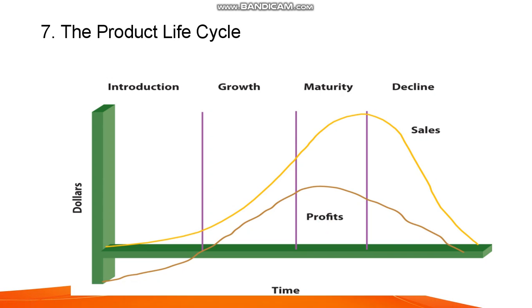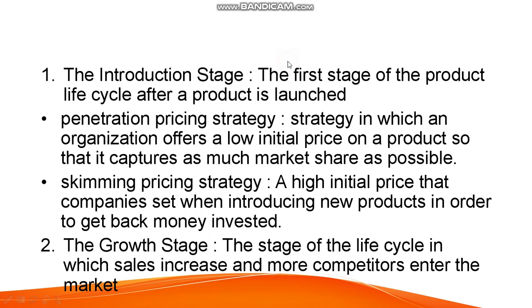This is the product life cycle. There are 4 stages of the life cycle: introduction, growth, maturity, and decline. This is the introduction stage. It's the first stage of the product life cycle after the product is launched. There are 2 strategies in the introduction stage. Number 1 is penetration pricing strategy, and number 2 is skimming pricing strategy.